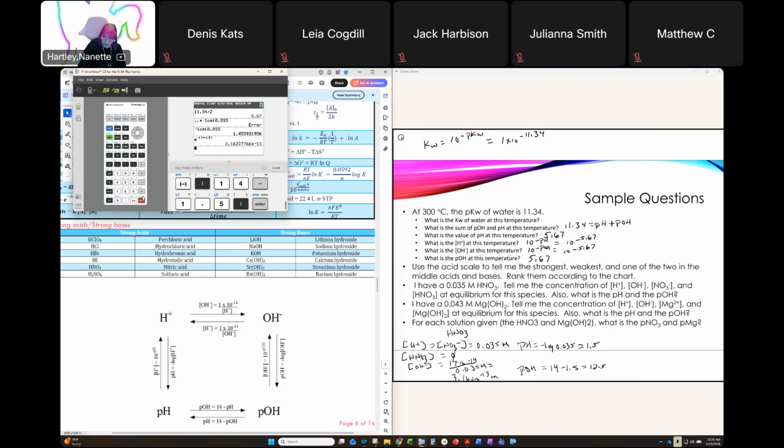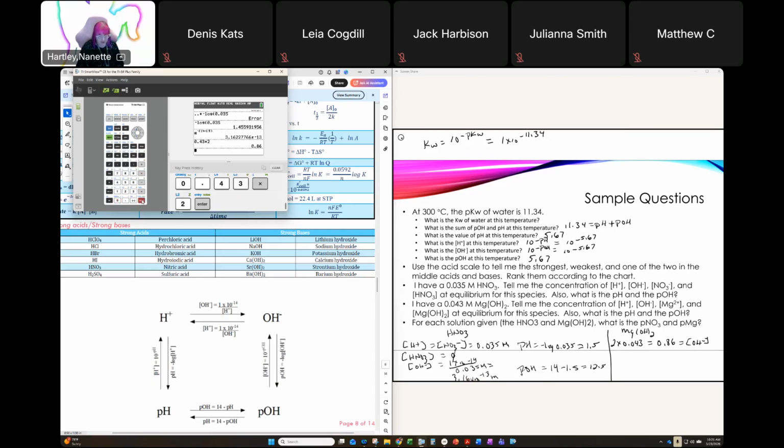I wanted to do the same kind of thing for the Mg(OH)2 that's next. The thing here that's a little bit different is I have an Mg(OH)2. And so my concentration for the OH is going to be 2 times 0.043 because there are 2 OHs that come from that. And so I take that 0.43 times 2, gives me 0.86. And that's equal to the OH minus.